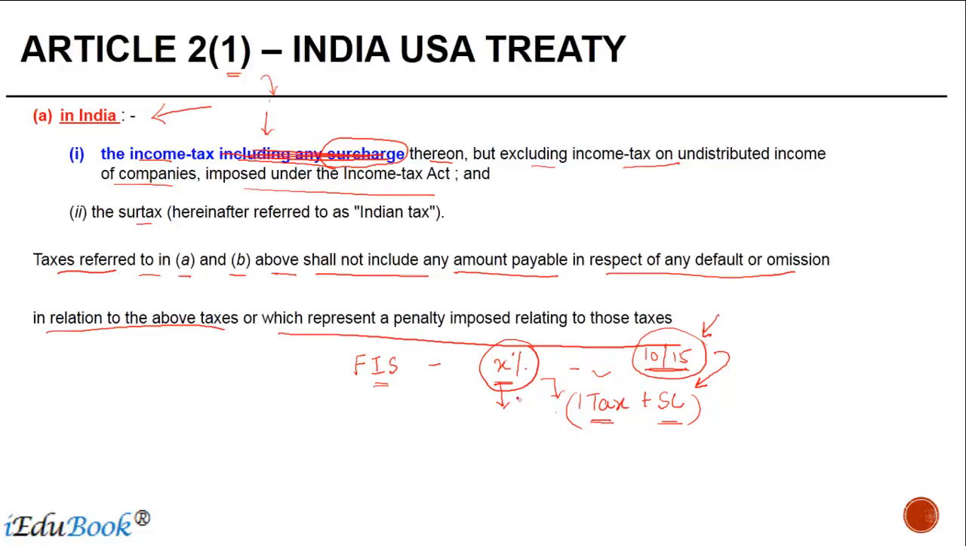Again, I come back to my same example. If I paid $100 to a US company and the relevant article said apply 10% tax, which means the tax to be paid in India should have been $10. Now the person didn't pay up and therefore a penalty of $5 was levied and there was an interest of $1 which was levied. So the total amount he paid in India was $16. For the purpose of the treaty, it is only the first amount which is considered as tax. The remaining two, namely the penalty and the interest, will not be considered as tax for the purpose of the treaty.